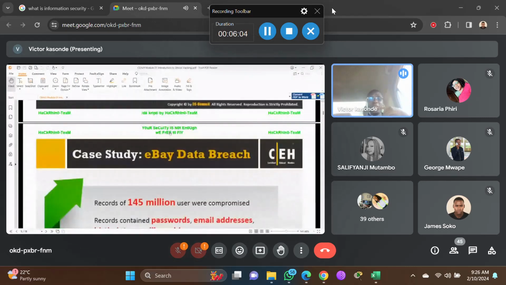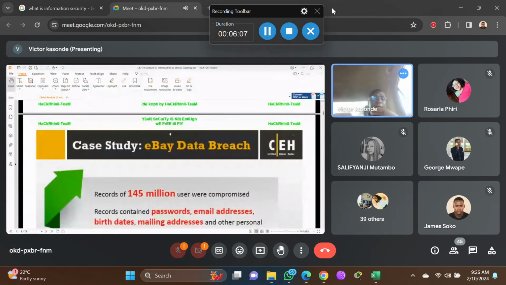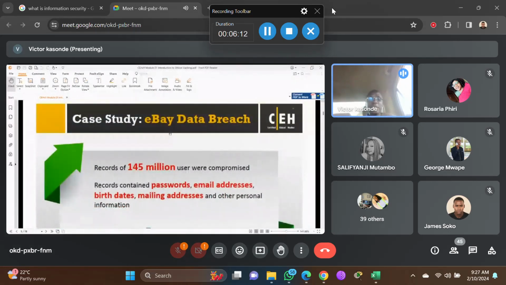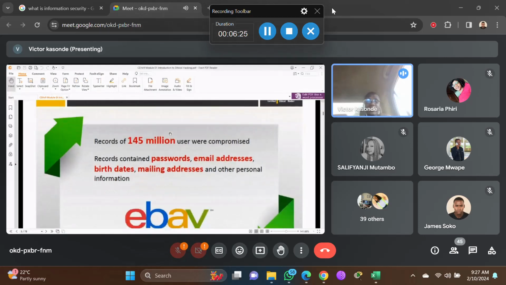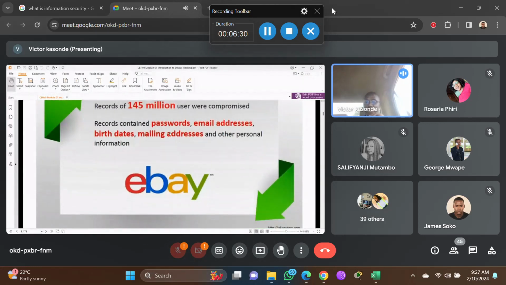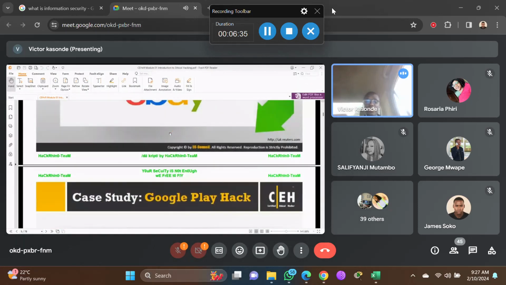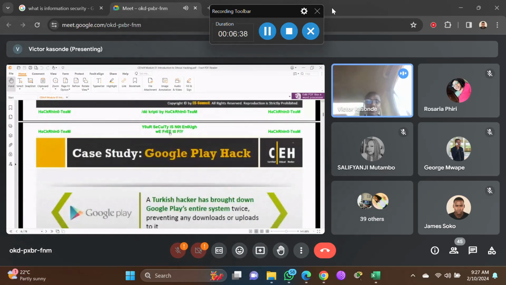Okay, let us look at the case study on the eBay data breach, in which 145 million users were compromised. We have records containing passwords, email addresses, birthdays, mailing addresses, and other personal information. That is only on eBay. So let us move on. This is just history. We are just telling you what is happening on the internet.